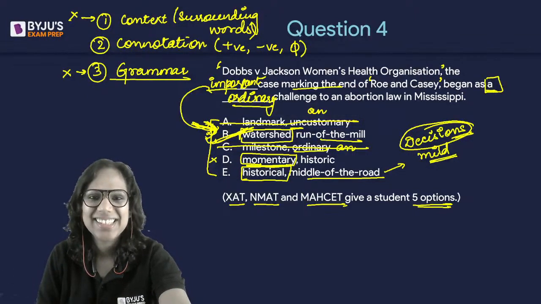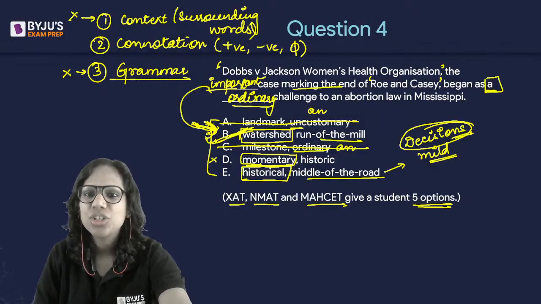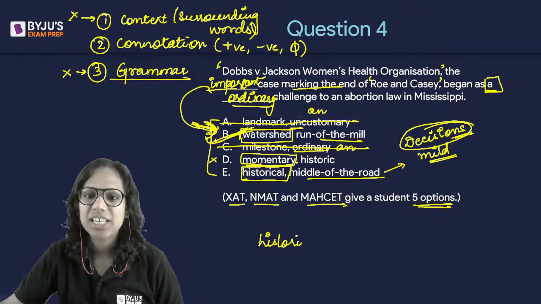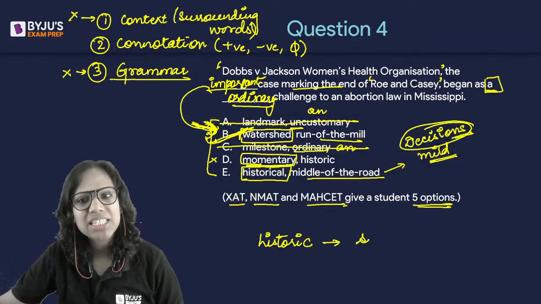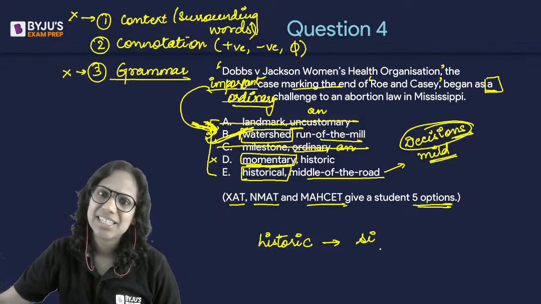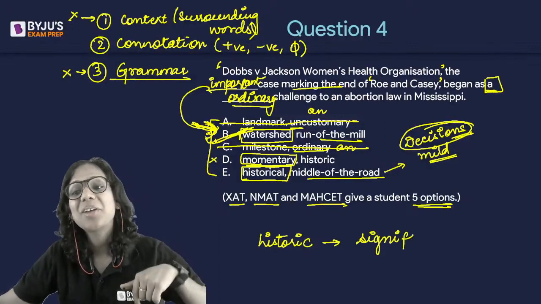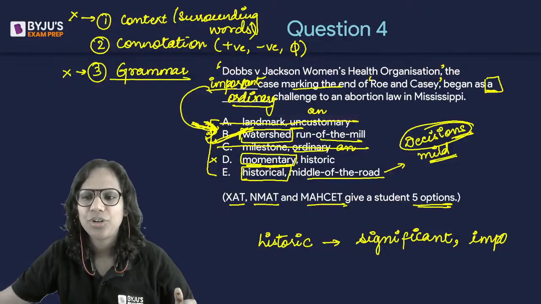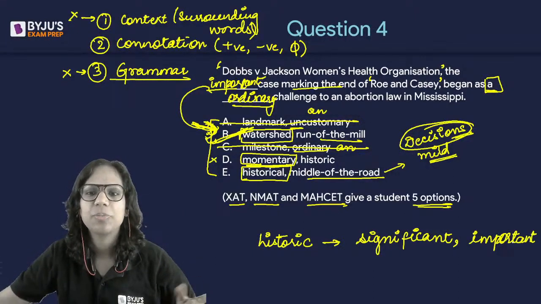Do we get this? B is the answer. So Kritika, historical is written here. Historic makes much more sense. You are right. Historic means significant. So historic would make sense in the first blank. That is why I put historical, to confuse you. Historic means significant, important, but historical simply means belonging to the past.